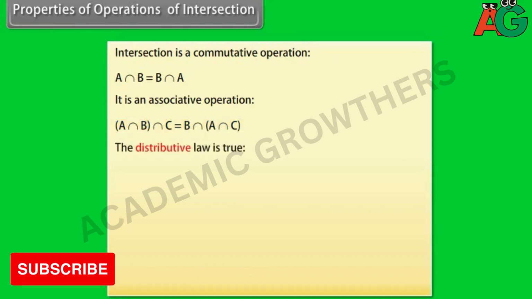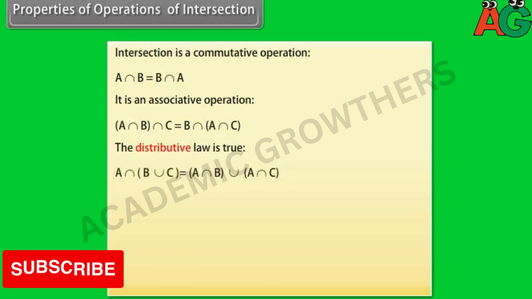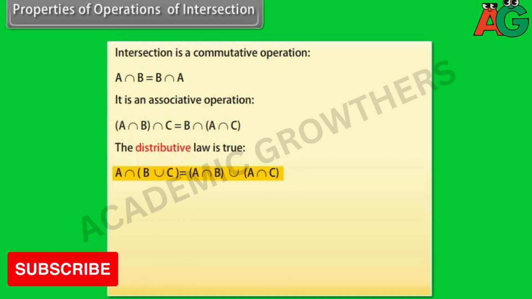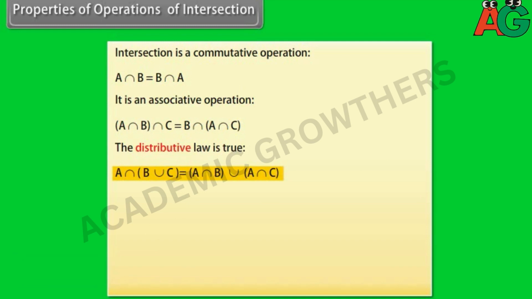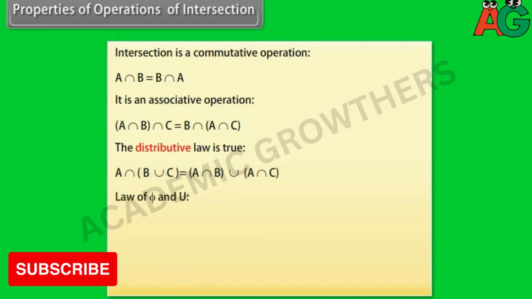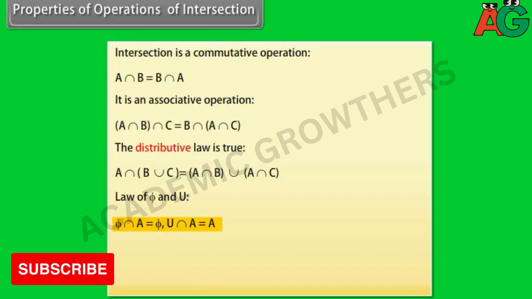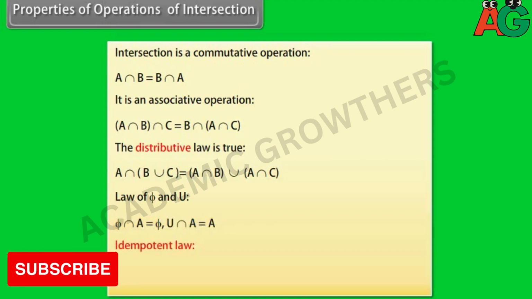The distributive law is true: A intersection (B union C) is equal to (A intersection B) union (A intersection C). Law of phi and U: phi intersection A is equal to phi, and U intersection A is equal to A. Idempotent law: A intersection A is equal to A.